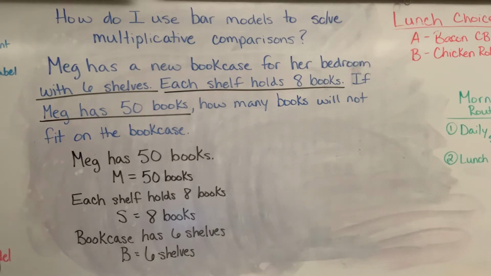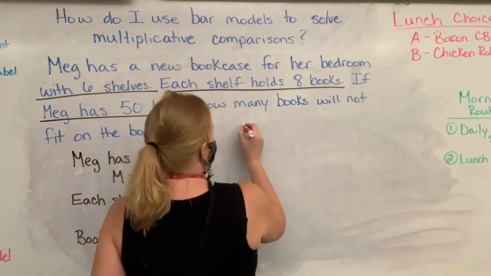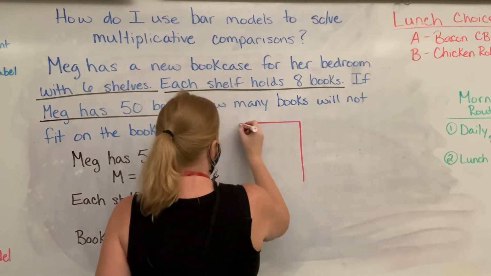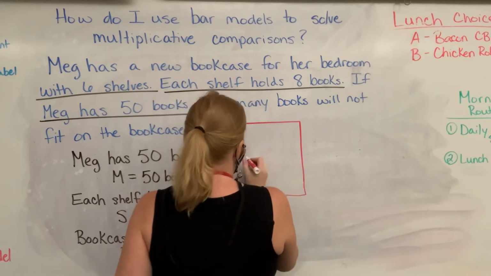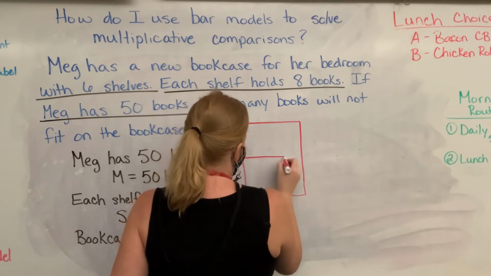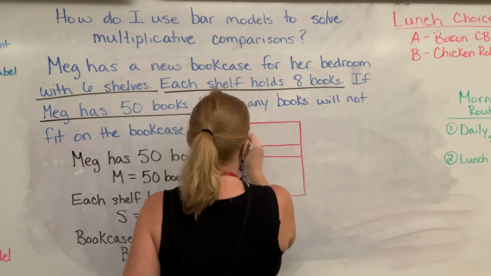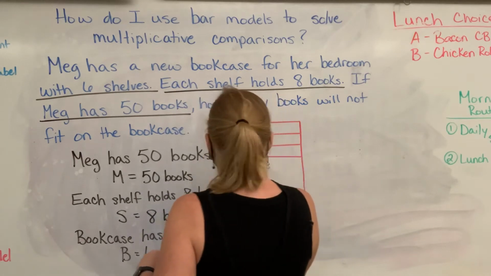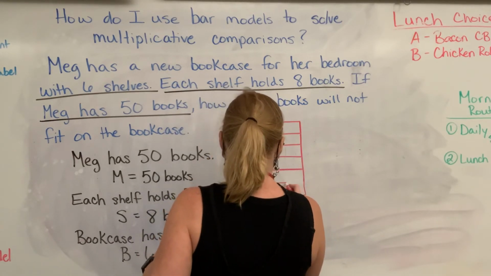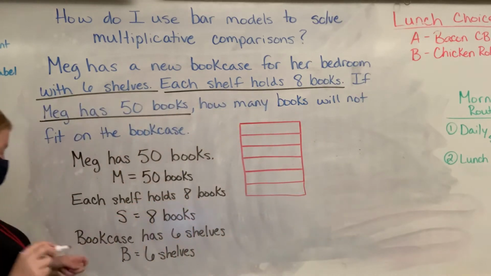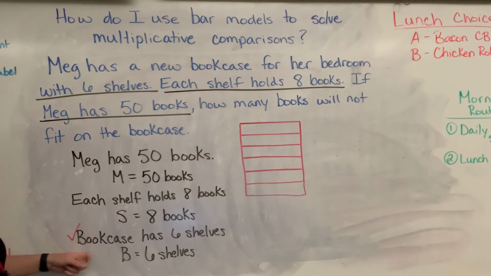So, Meg has 50 books. Each shelf holds 8 books, and the bookcase has 6 shelves. So let's draw a bookcase. Well, you guys are doing it on your paper, so go ahead and draw a bookcase on your paper. My bookcase has 6 shelves. That's what it told me. Bookcase has 6 shelves. Check.